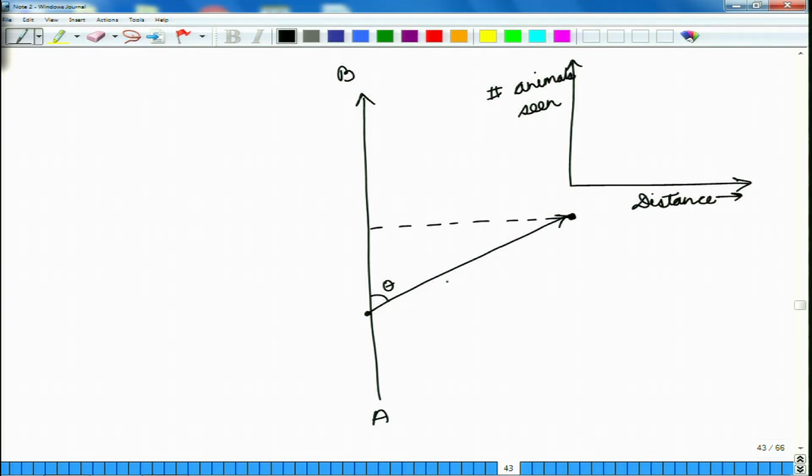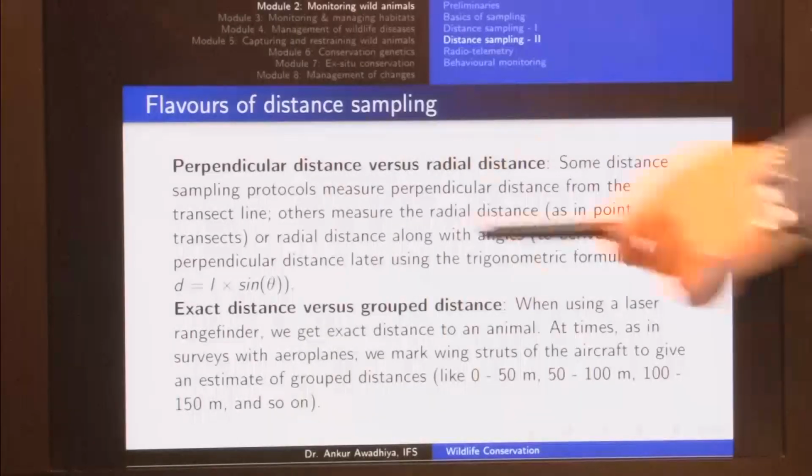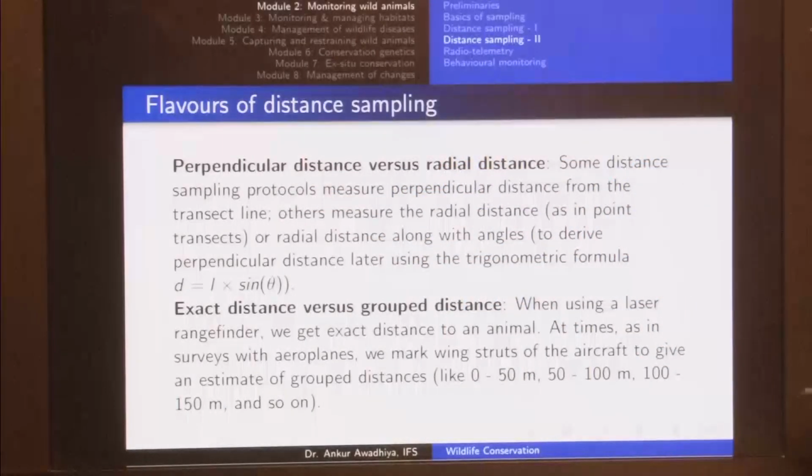We know from our trigonometry that if this distance is, let us call it x, and this portion is y, then y by x is equal to sin theta, or y can be given as x into sin theta, where theta is the angle subtended between the animal and the direction of the line transect. So, when we are putting our values in the computer, we can go either for the perpendicular distance directly, or we can give it in the form of a radial distance. You need r and you need sin theta in this case.